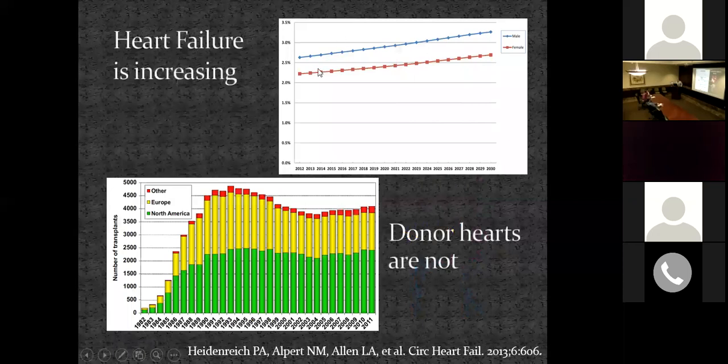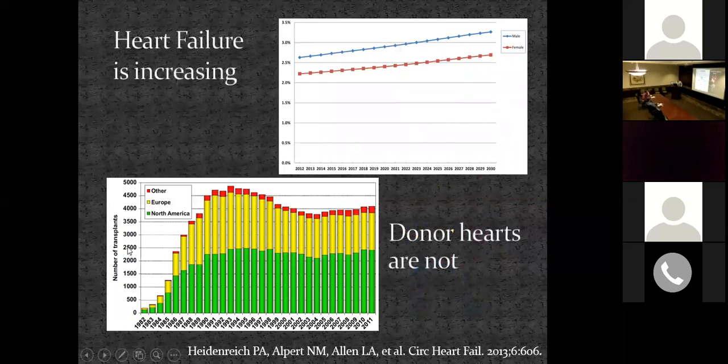So heart failure is increasing. I know this is hard to see as the years go up. Heart failure continues to increase. This is men and women. And the availability of organ donor hearts is not increasing. So it initially went up. The yellow is Europe, the green is the United States, but this has stayed pretty static.